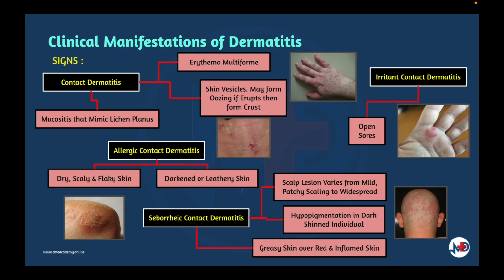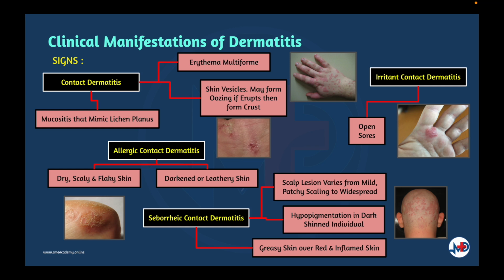Open sores are found in irritant contact dermatitis. For seborrheic dermatitis, its distribution follows the oily and hair-bearing areas of the head and neck, such as the scalp, the forehead, the eyebrows, the lash line, the nasolabial folds, the beard, and the post-auricular skin. The scalp lesion varies from mild, patchy scaling to widespread, thick adherent crust, and it can spread onto the forehead, posterior part of the neck, and post-auricular skin.